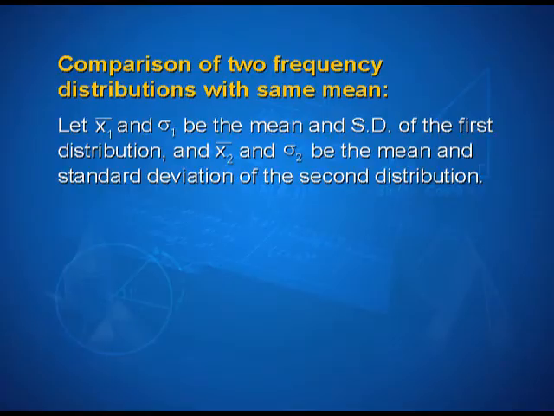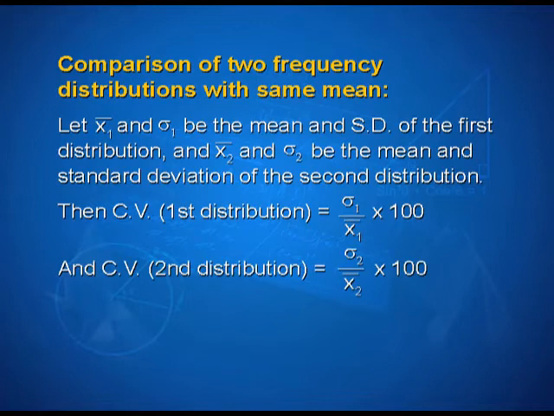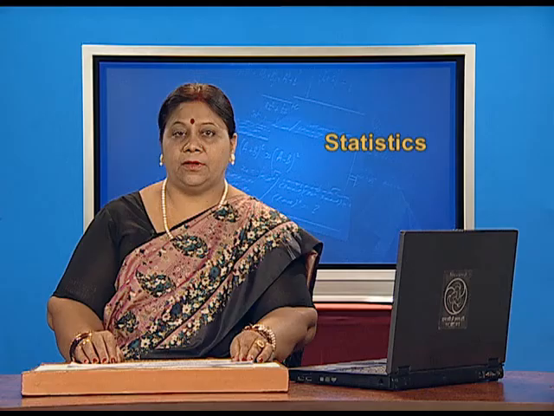Let x1 bar and sigma 1 be the mean and standard deviation of the first distribution, and x2 bar and sigma 2 be the mean and standard deviation of the second distribution. Then the CV in the first distribution can be expressed as sigma 1 upon x1 bar into 100, and the coefficient of variation for the second distribution is equal to sigma 2 upon x2 bar into 100, given x1 bar is equal to x2 bar, that is equal to x bar say.